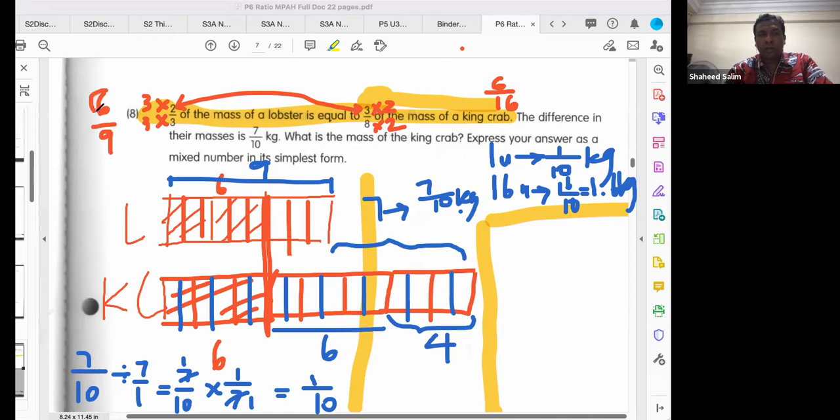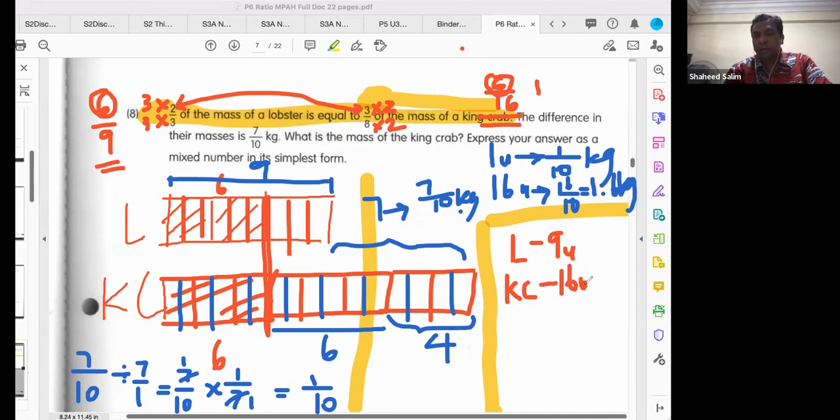So this 6 units is equal to this 6 units. But the total number of units is 9, and the total number of units is 16. So that means lobster, right here, is 9 units. King crab, I put KC here, is 16 units.